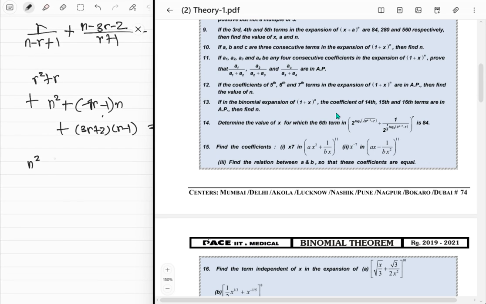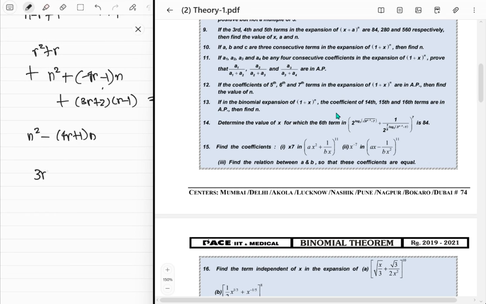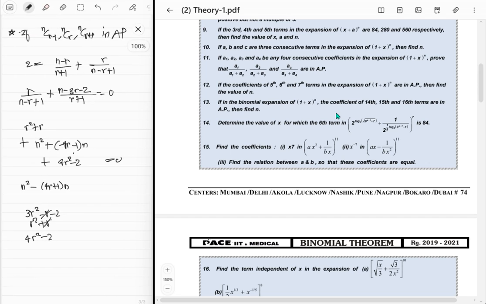N squared minus of 4R plus 1 times N. I gotta multiply all that stuff. 3R squared, 2R minus 3R is just minus R minus 2, and then you got this guy, R squared plus R right there. This cancels hopefully. I mean, that was at least good. So 4R squared minus 2 is what this thing is. So what, 4R squared minus 2, huh? It's equal to 0.